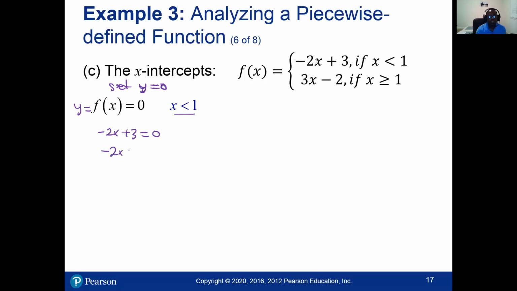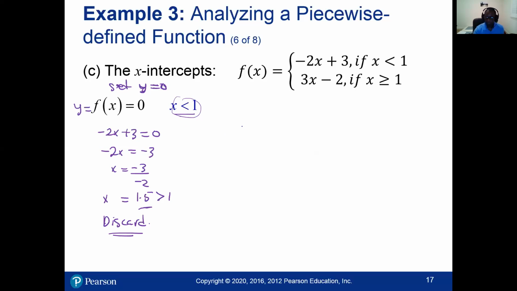We have 2x is equal to negative 3, and then x is equal to minus 3 over negative 2, and this will give me positive 1.5. Now 1.5 is not in this domain. 1.5 is actually greater than 1. So that means that we discard this. It is not the x value that we got. Suppose the value here was less than 1, then we could say that it is an x-intercept.